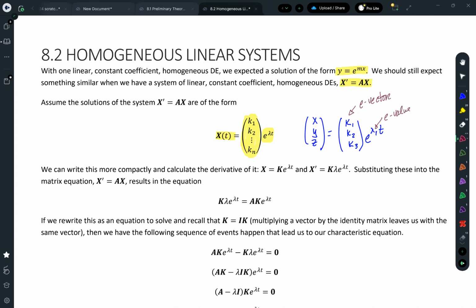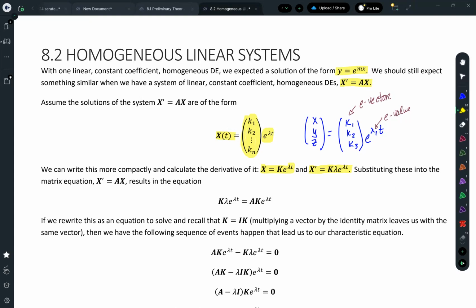We can write this more compactly as x equals k e to the lambda t. That's our more compact form. Then we can easily calculate x prime, based on the fact that t is the variable we would be differentiating with respect to. k is a constant vector, lambda is a constant, and so x prime would just be k lambda e to the lambda t. Then we could substitute that into our matrix equation and work from there to derive our eigenvalue problem. How are we going to find our lambdas? How are we going to find our k's?